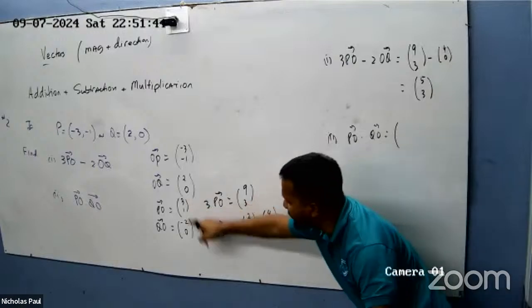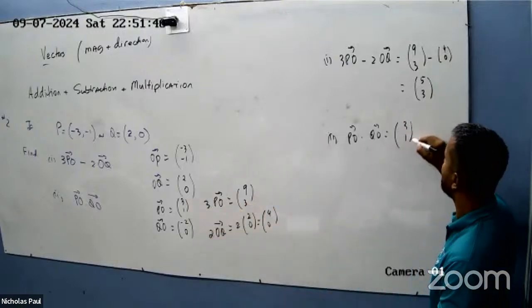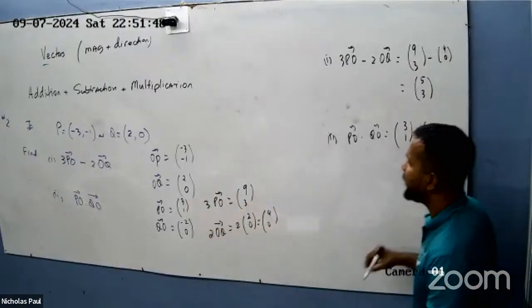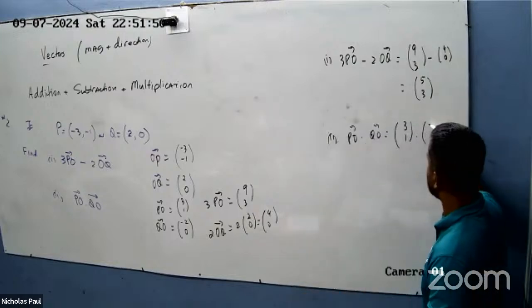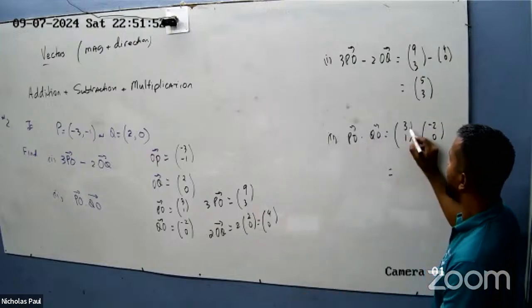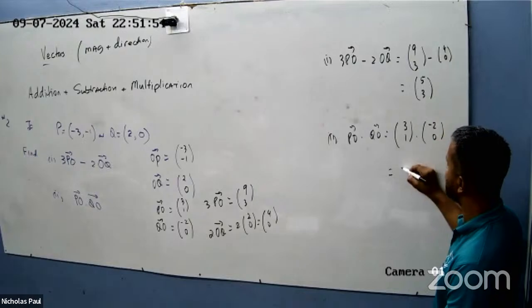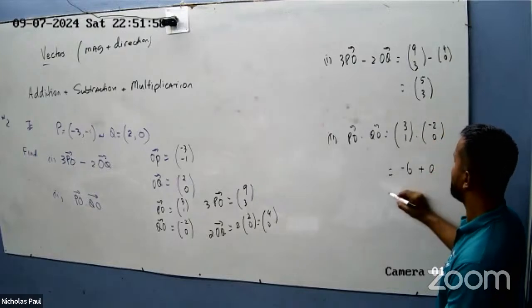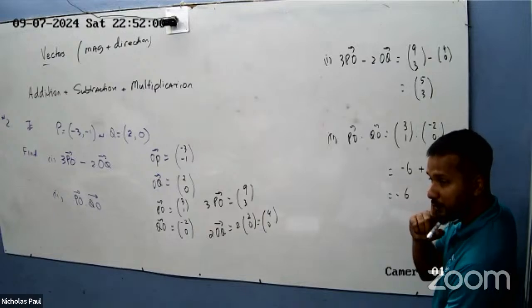PO was 3, 1. QO is minus 2, 0. So 3 multiplied by minus 2, plus 1 multiplied by 0. So the answer is minus 6.